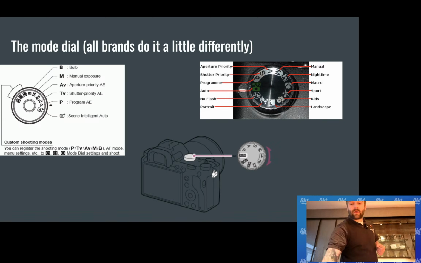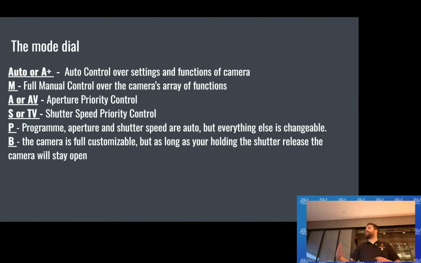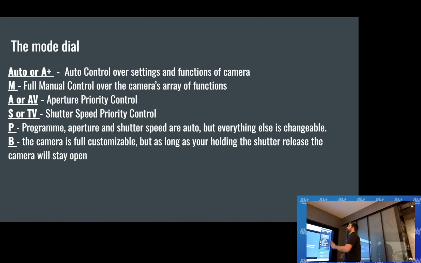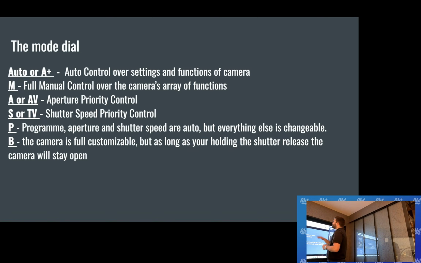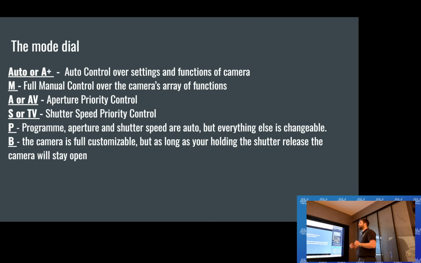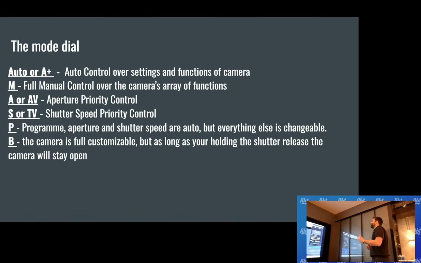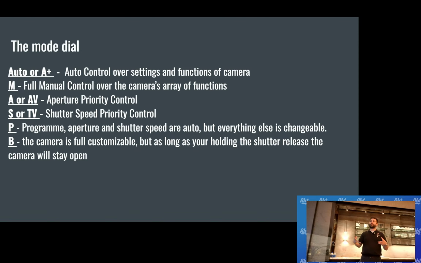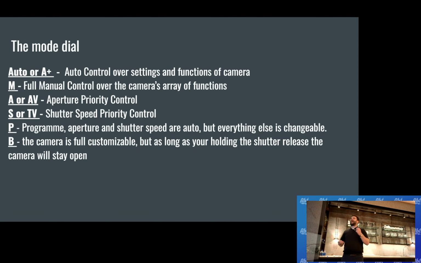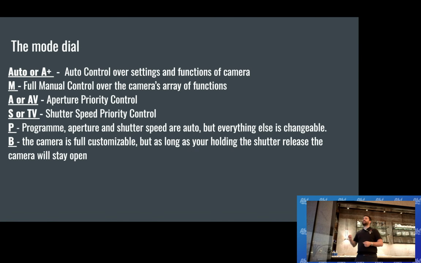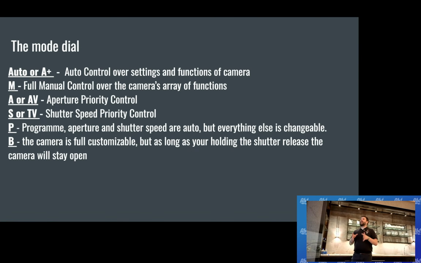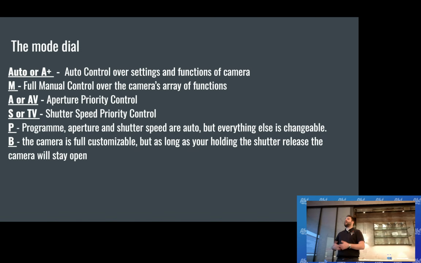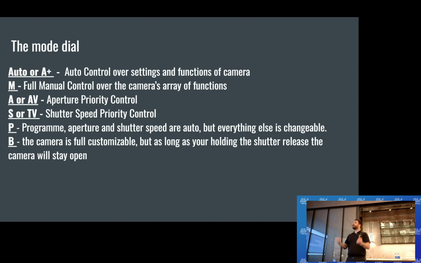On all the mode dials, though, these are the things that you can expect. So written on the camera, usually in green font, will be auto or A+. Auto control over settings and functions of a camera. M is for full manual, so that's full manual control over the camera's array of functions. A or AV is aperture priority, and S or TV is shutter priority. Next week, we're really going to break those two down and talk about the exposure triangle and how kind of the base of photography works.